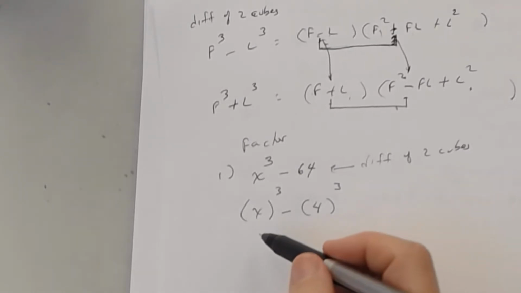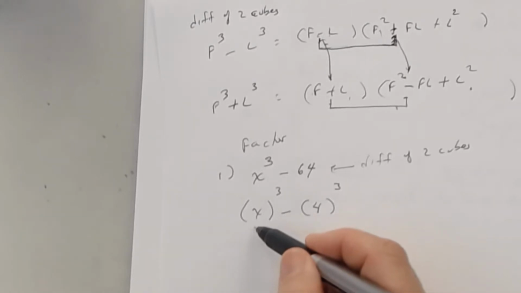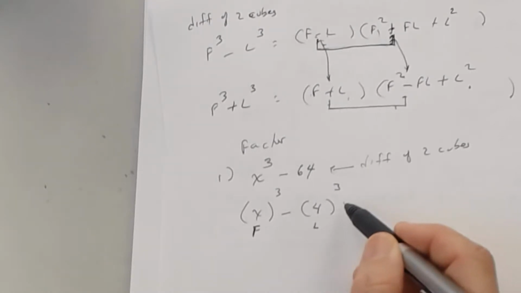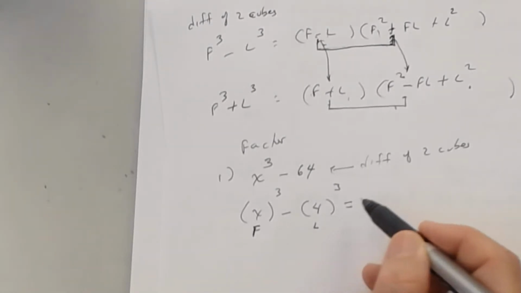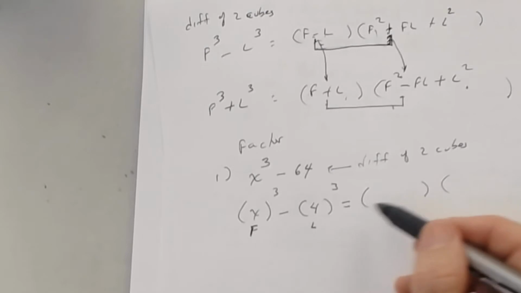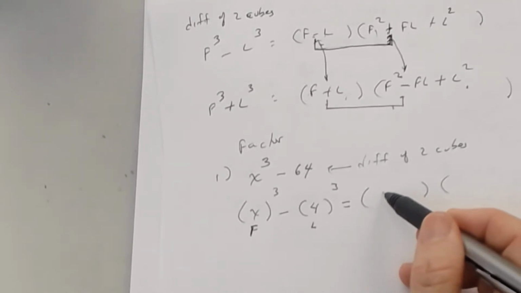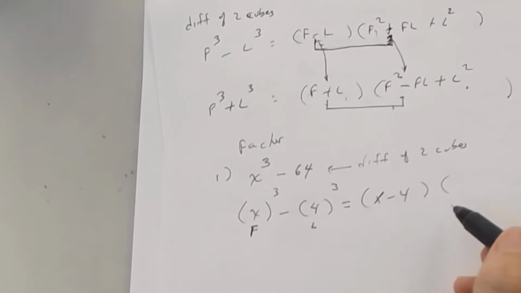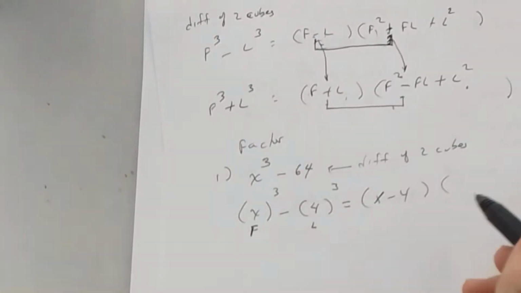So now I know what represents F. What represents F? X. And what represents L? 4. And now remember, to factor the difference of two cubes, it's a binomial times a trinomial. What's going to be my binomial? X minus 4. X minus 4. Now the trinomial, use your formula.